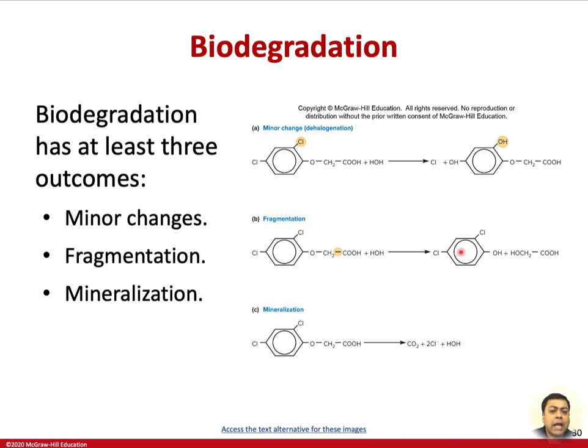chlorine group. And B is fragmentation. This is actually a breaking of the organic compound into organic fragments in such a way that the original molecule could be reconstructed. So this is another process, and this may be less toxic. And the next one is mineralization, which is the complete degradation of an organic compound into inorganic minerals. This is the most complete of all the three processes.